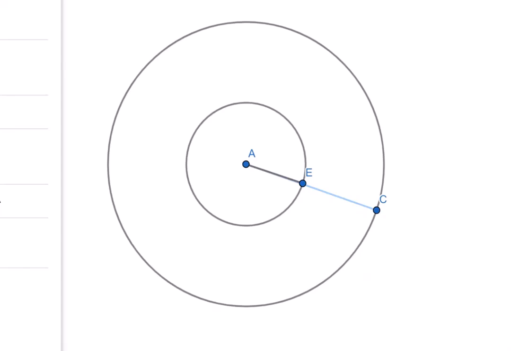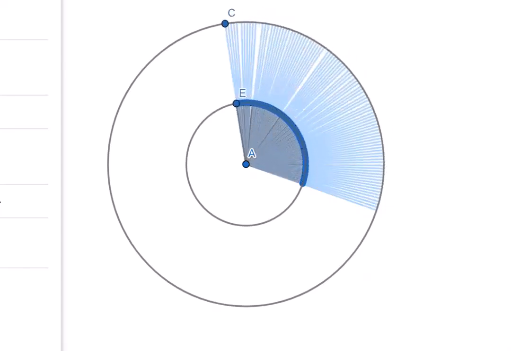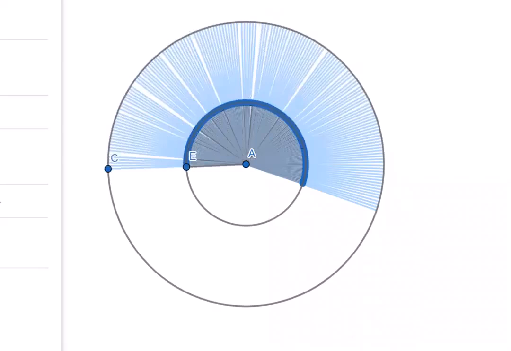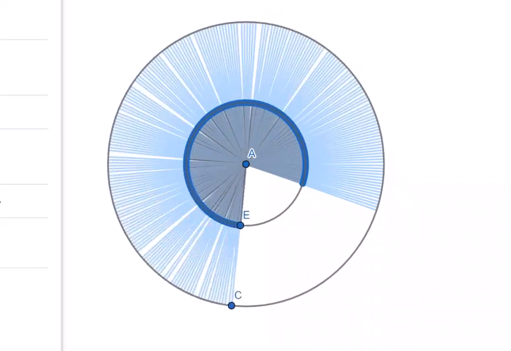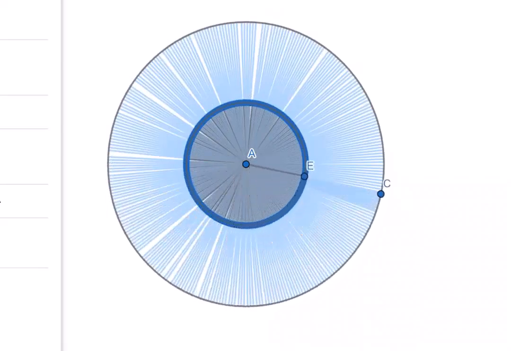If we look at an arc for embedded circles, we can see that the angle that's being passed through is the same for both of the circles, but the length of the arc is different. The amount we're going around is much bigger for the outside circle than it is for the inside circle.